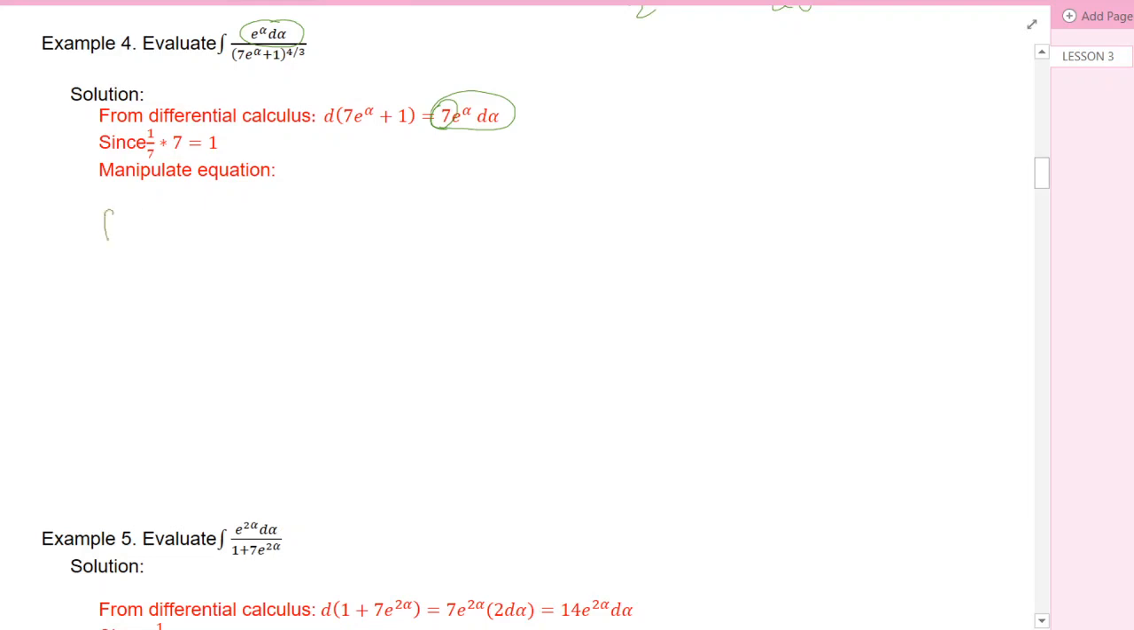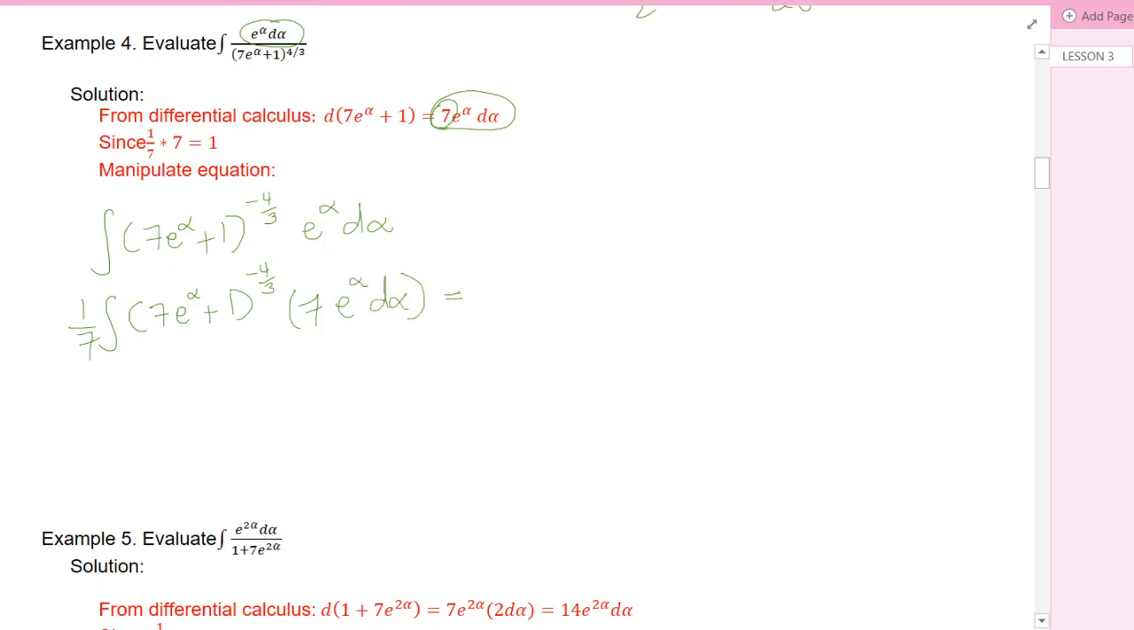Okay, manipulating again that one, it will give us, let's just erase this one up. Okay, so that is the integral of 7e raised to alpha plus 1, so that is already negative 4 thirds. Let us just bring up that one, that is e raised to alpha d alpha. Okay, manipulating the equation, it will give us 1 over 7, the integral of 7e raised to alpha plus 1 raised to negative 4 thirds, 7 multiplied by e raised to alpha d alpha.